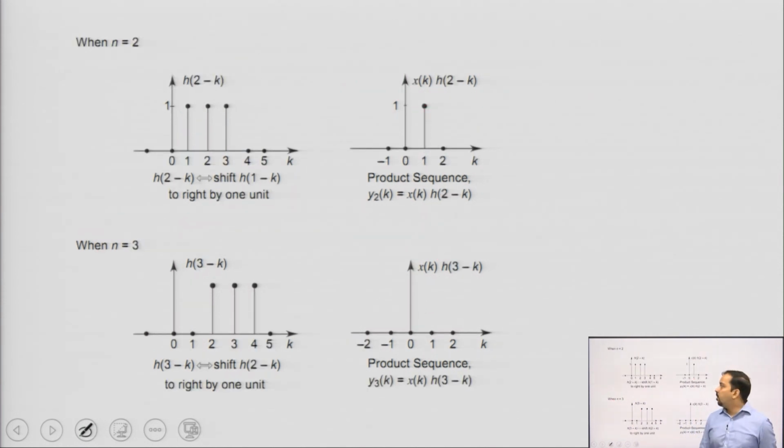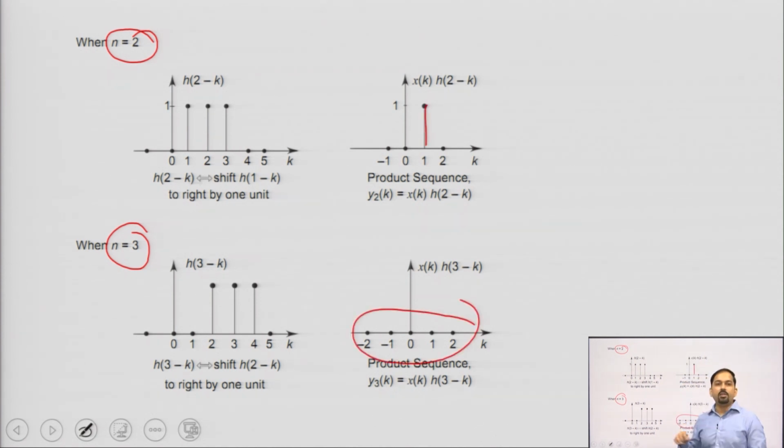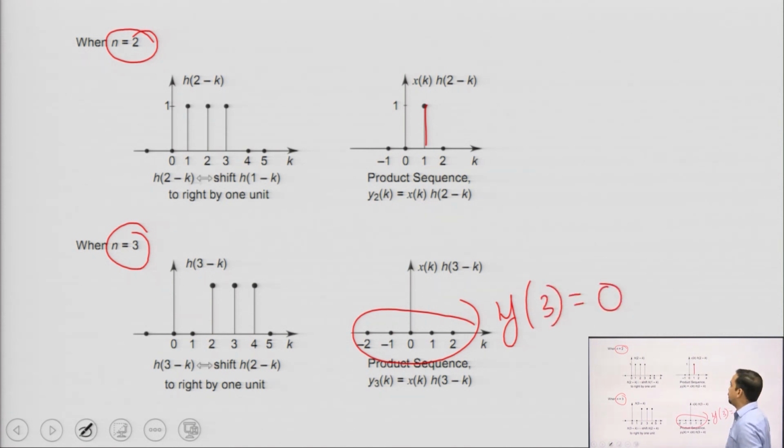Similarly, for n equal to 2 and n equal to 3, if we perform the multiplication graphically, you will see that at n equal to 2 we have only a single peak, but when n equals 3 we have no peak, which means the output y[3] will definitely be 0, and y[2] is 1.